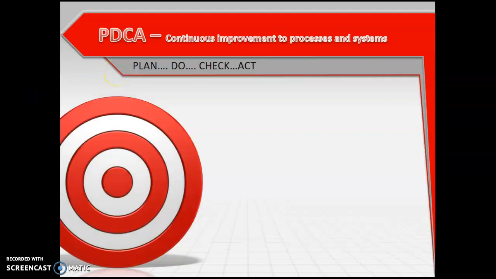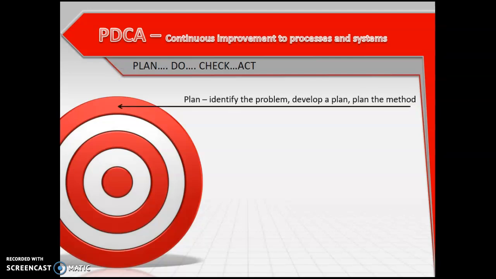Remember I said to you, when we looked at the continuous improvement to processes and systems, there are two extra sections which fall under this section. And the first one is what we call the PDCA model, right? And PDCA stands for plan, do, check, and then act. So I'm going to explain them, and then I'm going to give you a little example that we can use.